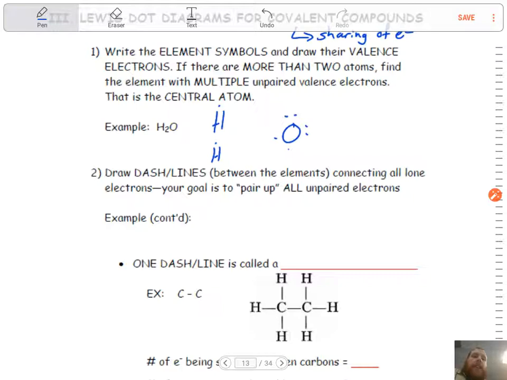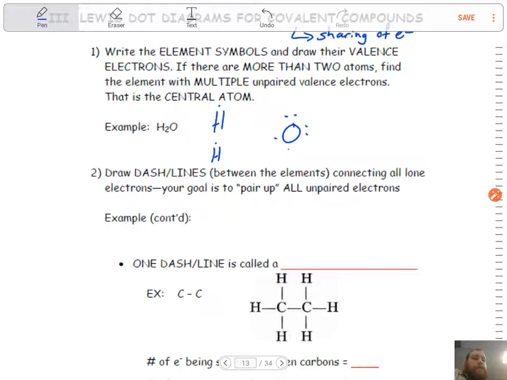Typically, it's going to be the first one in your formula, unless it's hydrogen. Hydrogen, remember, can only have two valence electrons because it's in that first energy level, so it can only have one bond. But look for the one that has multiple unpaired valence electrons. You'll see things like carbon and silicon. Those are going to be really good sharers, and they'll be the central atom a lot. Nitrogen, phosphorus, you'll see as we go along.